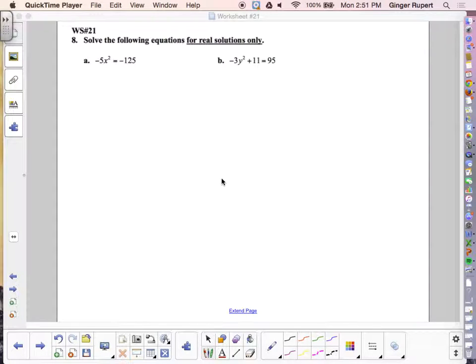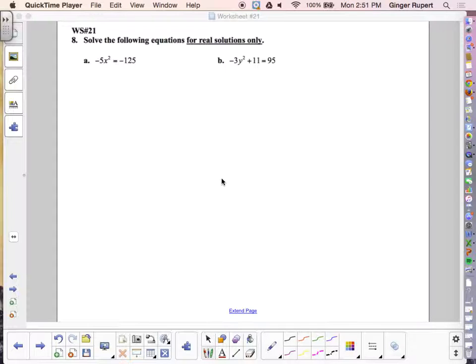This will be worksheet number 21, video C, where we are continuing to look at the information from chapter 5. Number 8 asks you to solve the following equations for the real solutions.